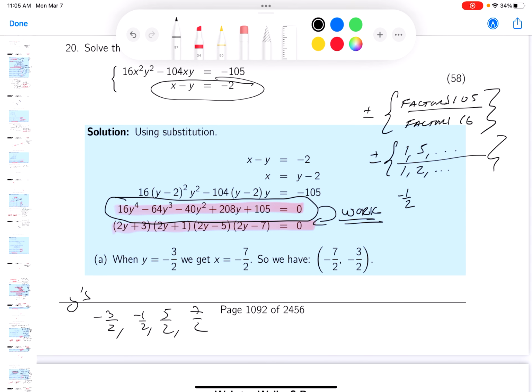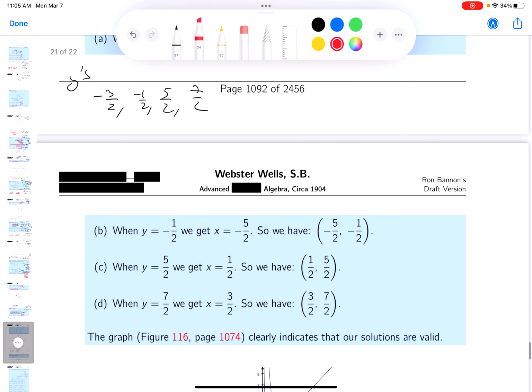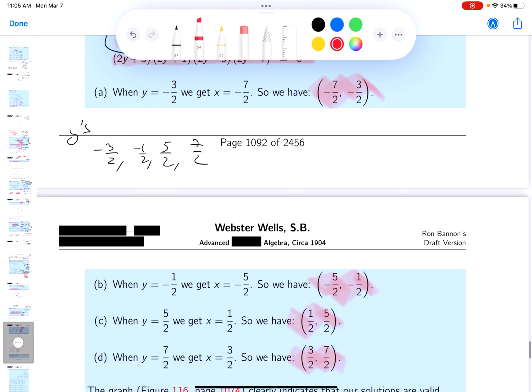We've been doing a lot of these, and so I'm not going to do it now. But I'm hoping you're able to get this, able to get this, able to get this, and able to get this over here. All right, so I hope you realize what we're talking about. Y is minus 3/2, y is minus 1/2, y is 5/2, and y is 7/2. And I clearly see that.